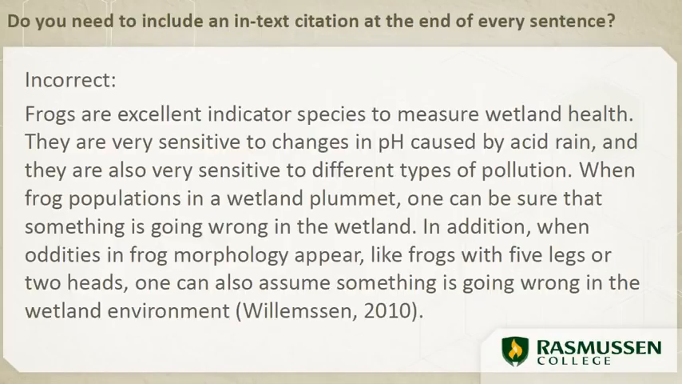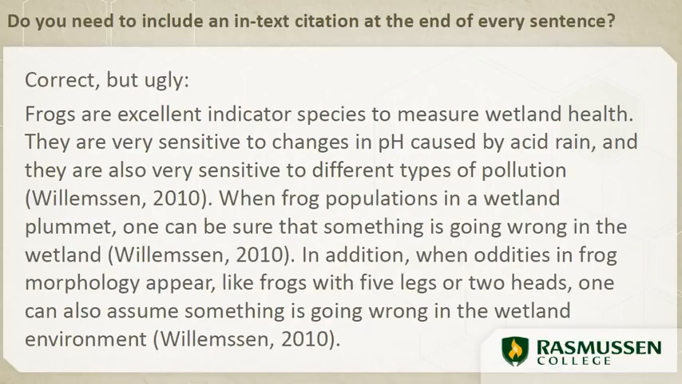A common question students have is how to include in-text citations when their entire paragraph used the same source. Let's look at a few examples. This example is incorrect. A single in-text citation put at the end of the paragraph is not sufficient. As a reader, I would read this as only the last sentence of the paragraph is being attributed to Williamson. The next example is correct, but pretty ugly.